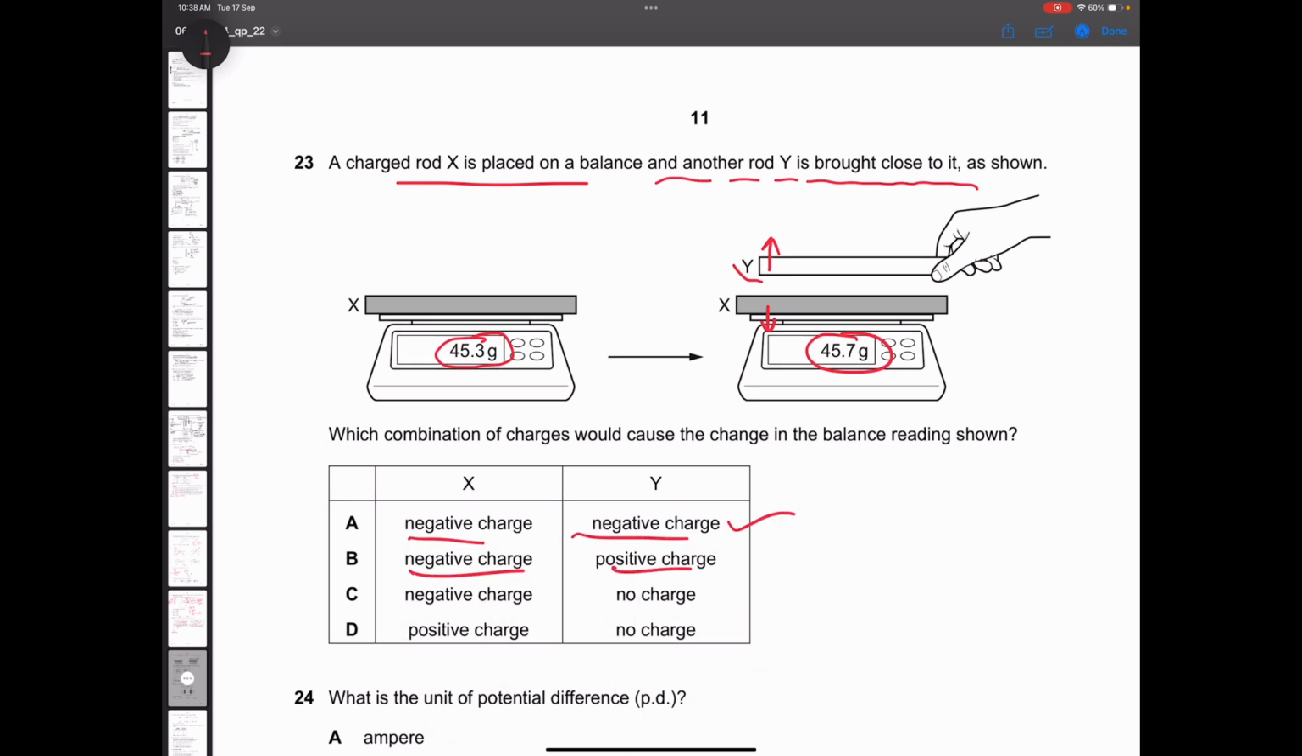Negative and positive do not repel, they attract. So X will be going up, then the mass will be decreasing, not increasing. So B is incorrect. Negative, no charge: no attraction, no repulsion. Positive, no charge: no attraction, no repulsion. The case is very simple. They're saying that initially when X was only placed, 45.3 was the mass. Now when you are bringing Y floating in air, still the mass is increasing. Why is that? Because both of them are exerting repulsive forces on each other. Y is repelling X towards the ground and X is repelling Y towards the top. So the correct answer will be A.